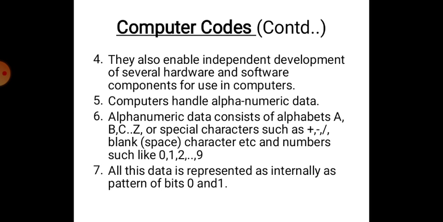Point number 6. Alphanumeric data consists of alphabets A, B, C up to Z, or special characters such as plus, minus, slash, comma, semicolon, and others, even blank space. Characters are also used. Numbers such as 0, 1, 2, 3, 4, 5, 6, 7, 8, 9. So every character, whether it is alphabet, symbol or number, can be represented using computer codes. Point number 7. All this data is represented internally as a pattern of bits 0 and 1. So all these alphanumeric data can be represented using zeros and 1.